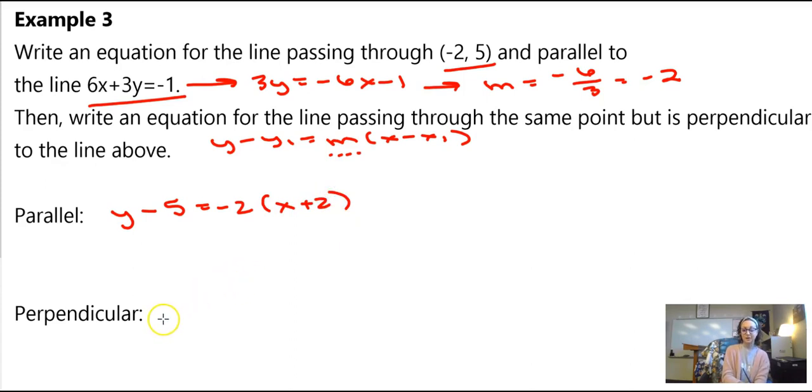Now if I want to make it perpendicular, all I've got to change is what? All I've got to change is the slope. So I'm still going to have y minus 5. Now instead of negative 2, I'll have positive 1/2 and keep your x plus 2.